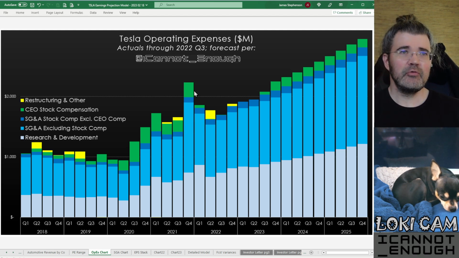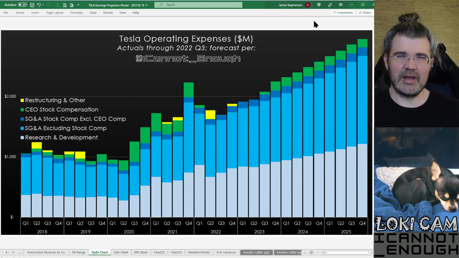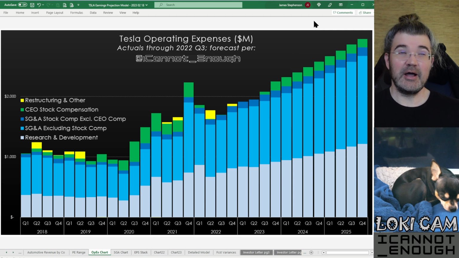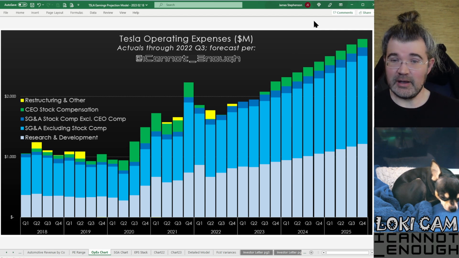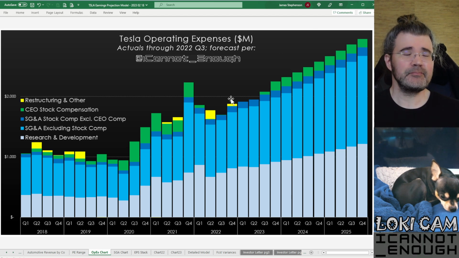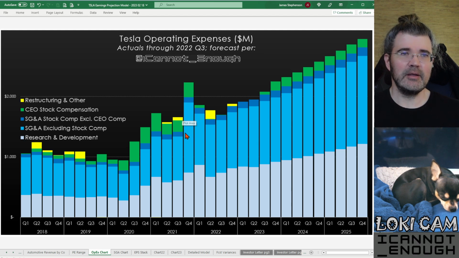So here in Q4 of 2021, the blue bar was a lot bigger than it normally is because Tesla had to pay payroll taxes on Elon's 2012 CEO Performance Award stock options that he bought a bunch of before they expired. So that explains why this blue bar was so big.